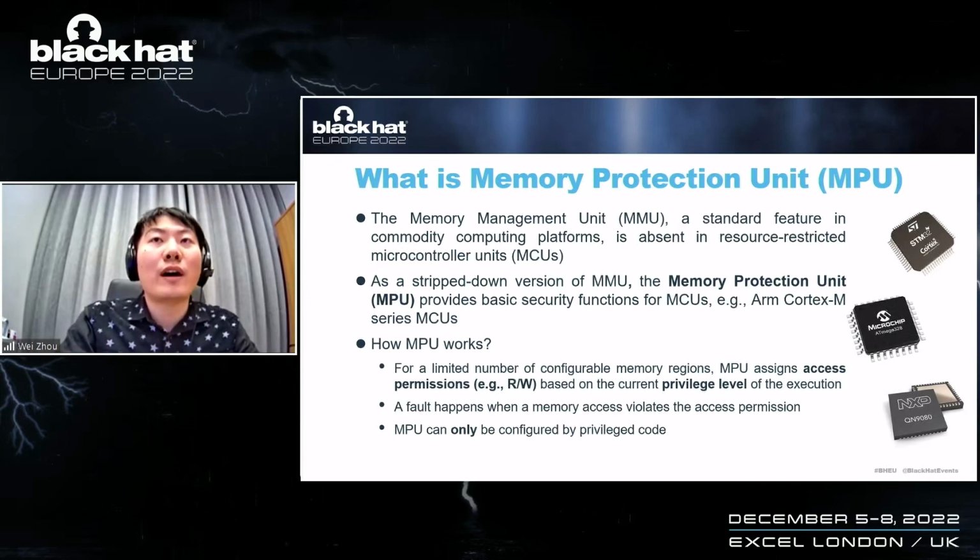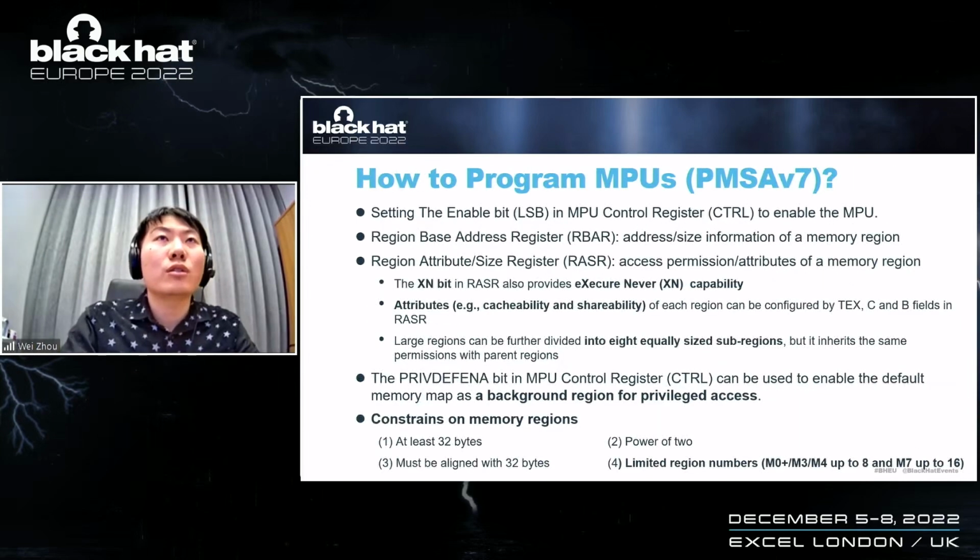The function of the MPU is simple. The MPU can set different permissions for different memory ranges based on the current privilege level. If the permission is violated, a fault handler will be raised, and the MPU can only be configured by privileged code.